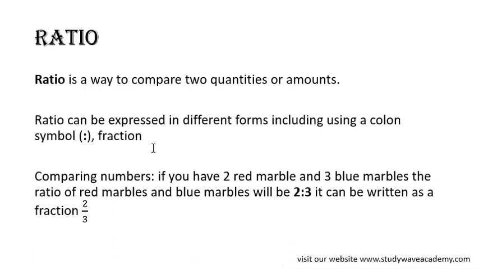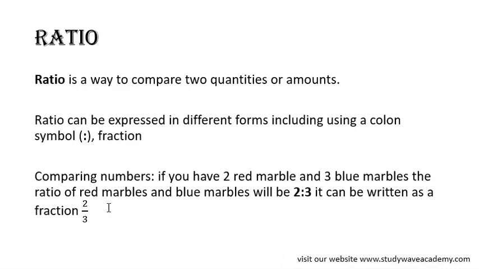Now we have here an example. If you have 2 red marbles and 3 blue marbles, the ratio of the red to the blue marbles will be 2:3, which is comparing the 2 red marbles and the 3 blue marbles. And it can also be written as a fraction, 2/3, where the ratio symbol changes to a fraction. Okay? Do we understand that?